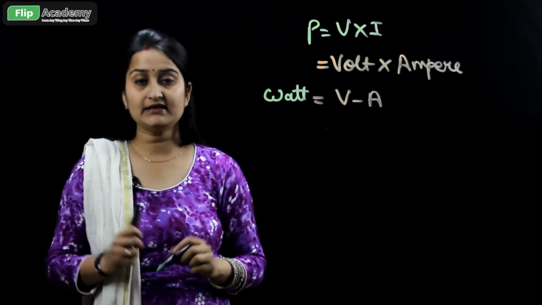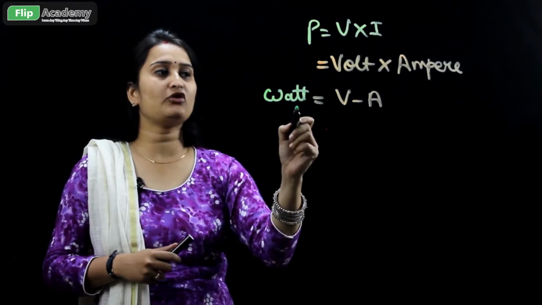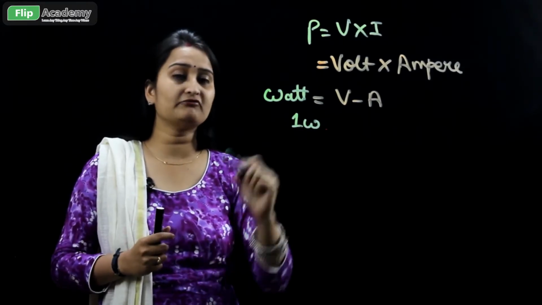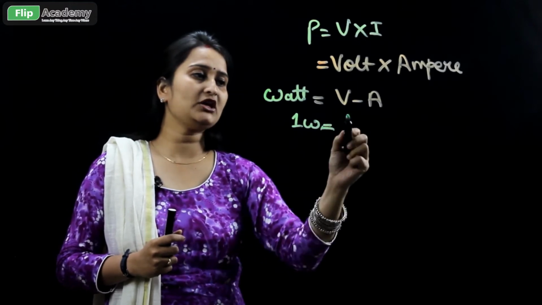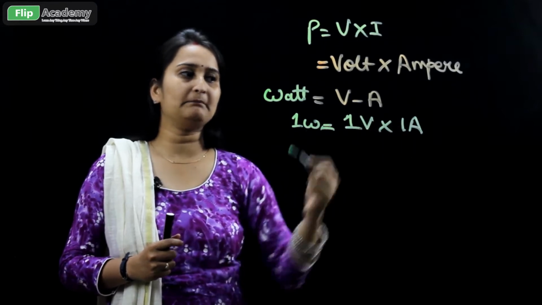Firstly, we have defined that watt is equal to joules per second. Now we can define that watt is equal to volt ampere. How can we define 1 watt in this case? It is equal to 1 volt multiplied by 1 ampere.